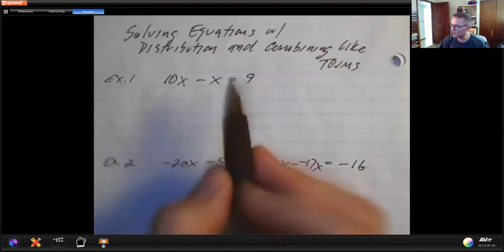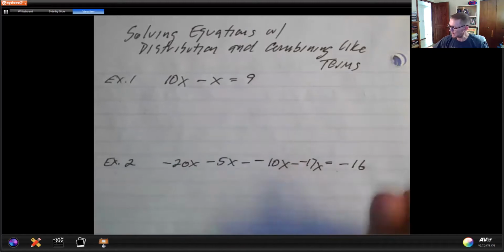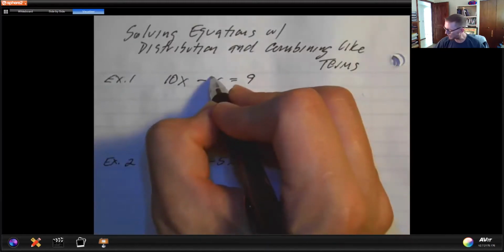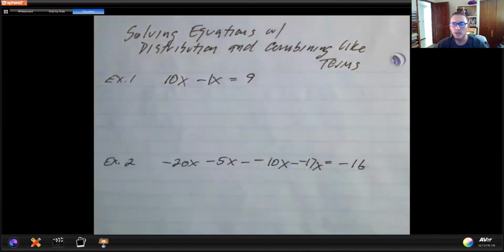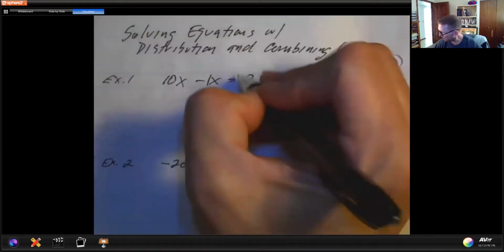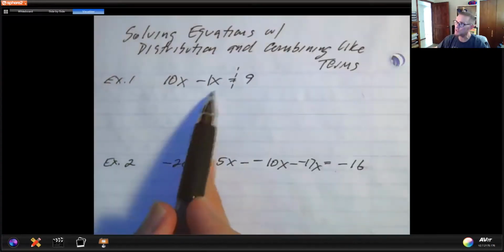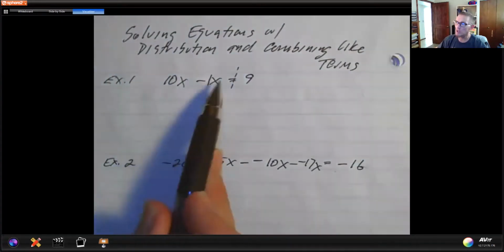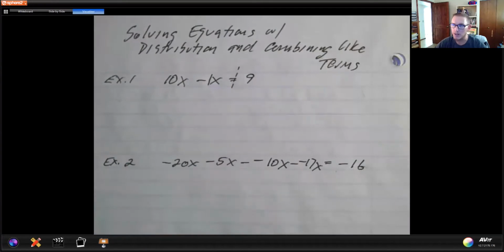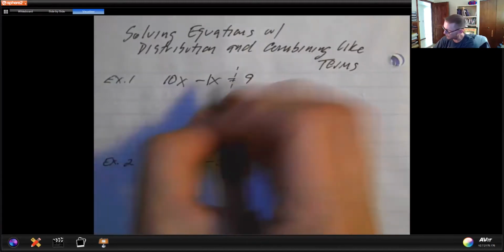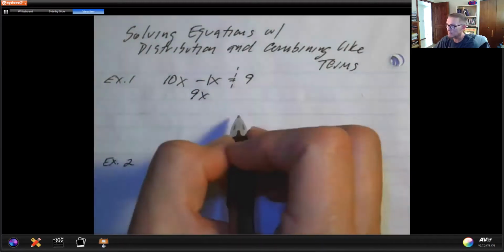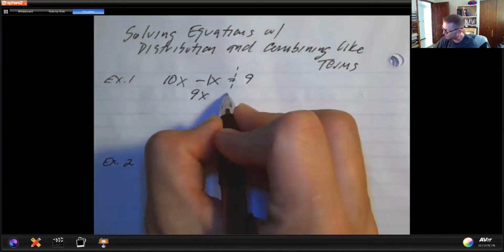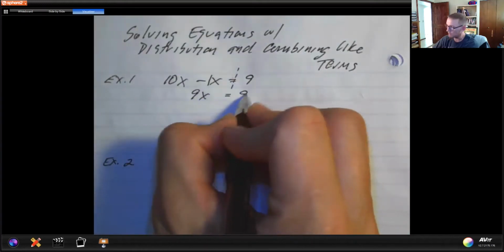Now, with example 1, we've got 10x and negative x. If we recall from last week, I'm going to put a 1 in front of that x. And so when I combine like terms, we're going to be combining anything that's on the same side of the equals. You can't do anything across this barrier when you're combining. So if I take 10x and I subtract 1x, just like last week, 10x minus 1x is 9x. We're going to bring the equal sign straight down, and we're going to bring the 9 straight down.